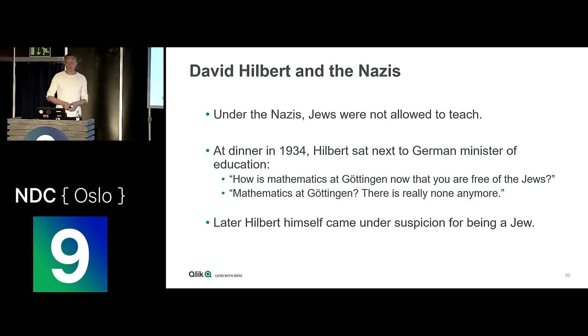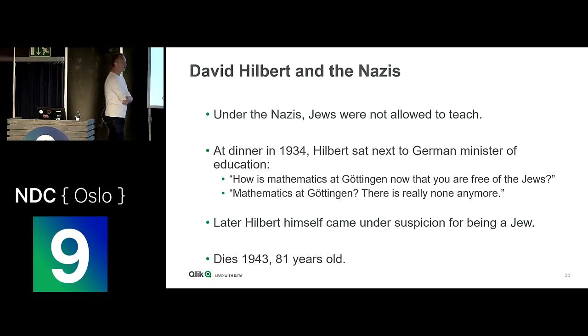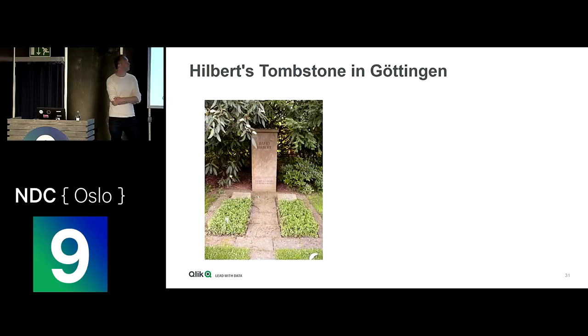Later, Hilbert himself came under suspicion of being a Jew, how that can be a possibility, but partially due to his name, from what I understand. David is sort of a traditional Hebrew name, and he fell out of grace with the Nazi regime. And he died in 1943, middle of the war, 81 years old. And his tomb can be found in the city of Göttingen, where he operated as a professor, where he was teaching. And it's interesting to see this tomb. You can actually visit it now. I've never been there, but I would like to go there.